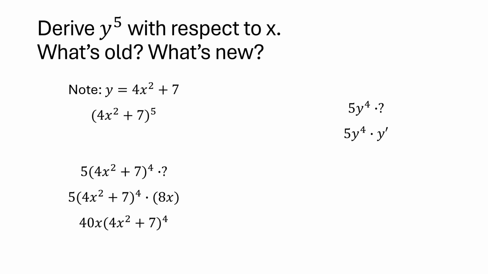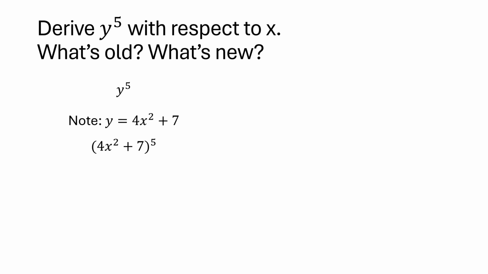This is where we're going with it. So the old way is that you have to know what y is in terms of x, and the new way is that you don't have to know what y is in terms of x. Let's elaborate. So we have y to the fifth, but we know that y is 4x squared plus 7. So we replace that, and now let's derive with respect to x.